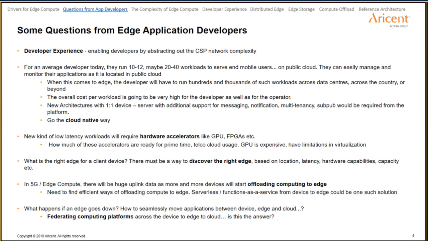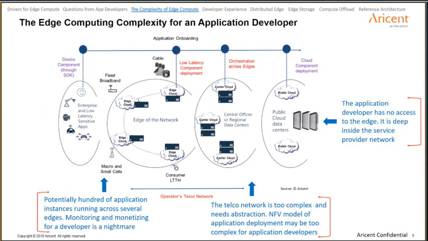Okay, so this is a rough idea of what we have been discussing with the developer community, and this is sort of a developer's voice if you look at it. This slide actually talks about the same problem that I was mentioning earlier. It's nothing different really, it just gives you a picture of the complexity.